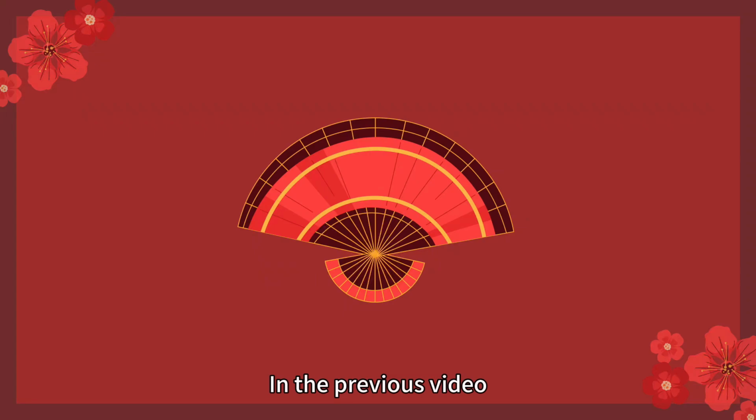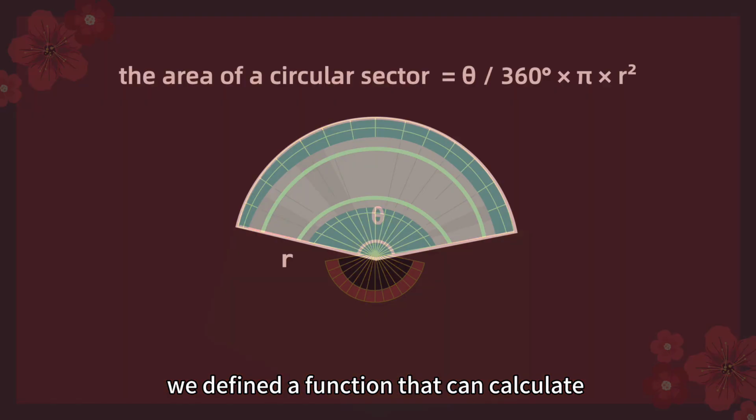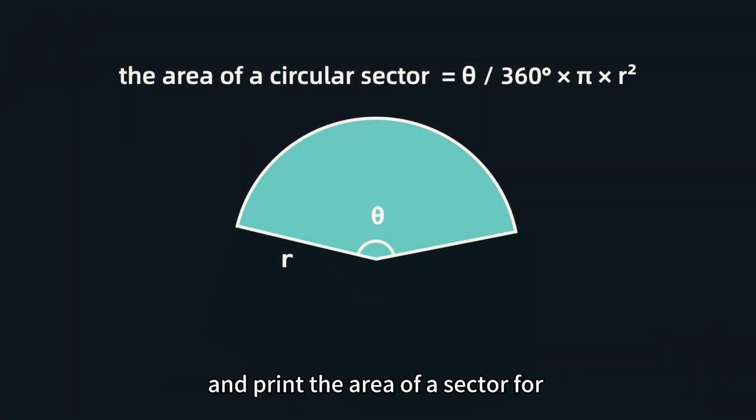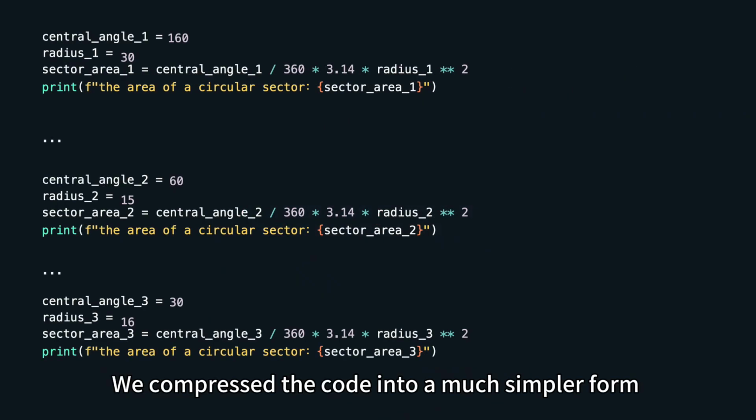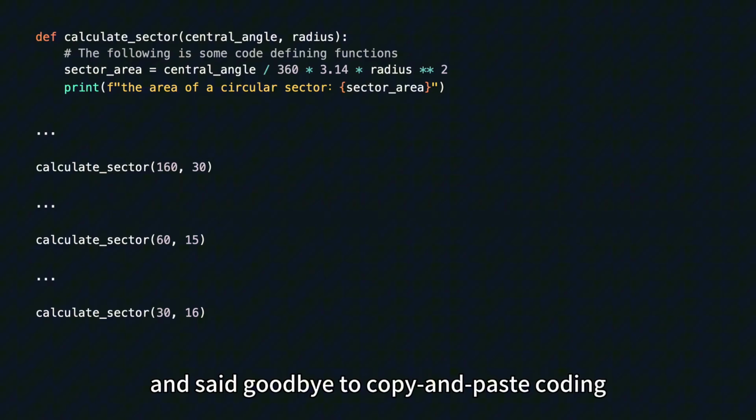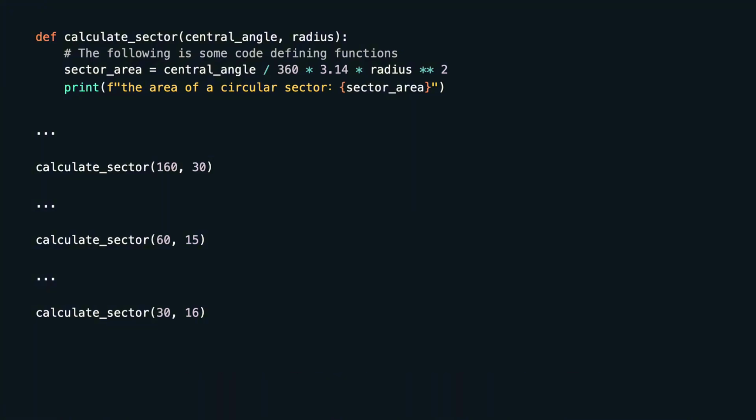In the previous video, we defined a function that can calculate and print the area of a sector for any central angle and radius. We compressed the code into a much simpler form and said goodbye to copy and paste coding. However, this function still has a problem.